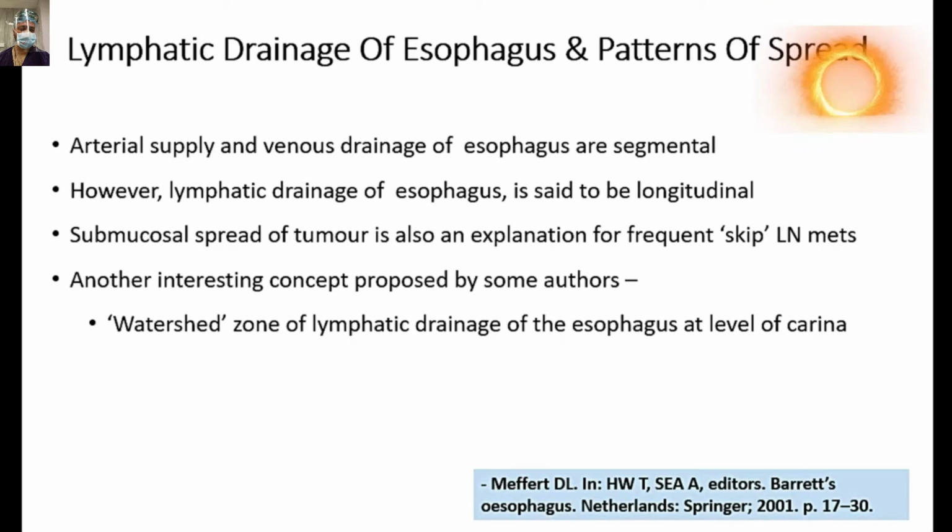The lymphatic drainage of the esophagus and pattern of spread. The arterial supply and venous drainage of the esophagus are segmental. However, lymphatic drainage of the esophagus is said to be longitudinal. Submucosal spread of tumor is also an explanation for frequent skipped lymph node metastasis. The lymphatic spread in the esophagus is continuous from neck to abdomen, and it's a common channel. Another interesting concept proposed by some authors is the watershed zone of lymphatic drainage of the esophagus at the level of the carina.